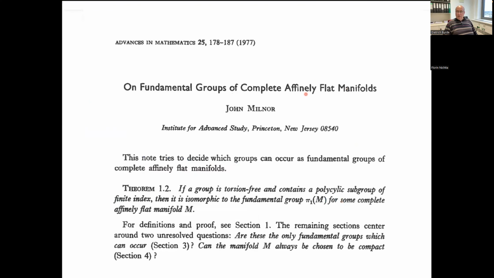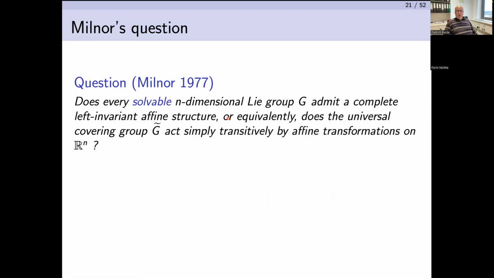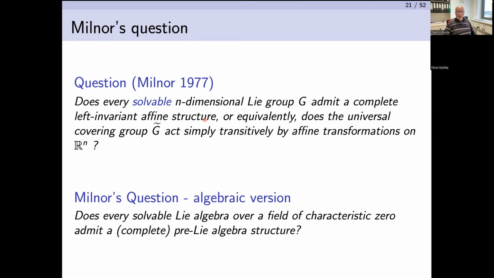And here's a paper where this existence question of pre-Lie algebra structures really comes from. You see the title, "Fundamental groups of complete affinely flat manifolds," so these affine manifolds. The paper is from 1977 and asks an existence question for a given solvable one: does every solvable n-dimensional Lie group admit such a complete left-invariant affine structure? And the algebraic version, because you really can just pass to the Lie algebra, is a bit more general question because you can extend it to characteristic 0, of course.